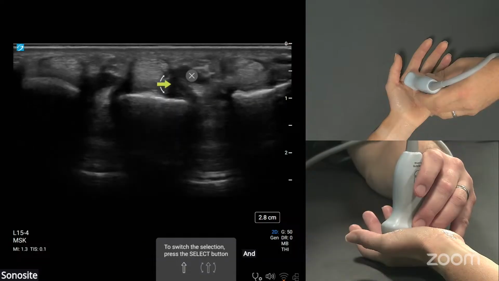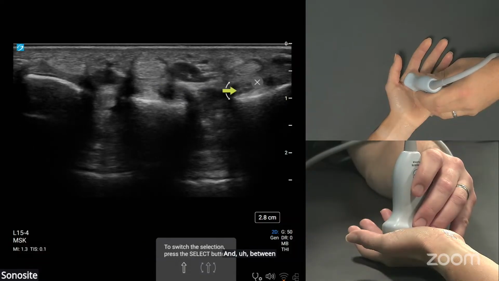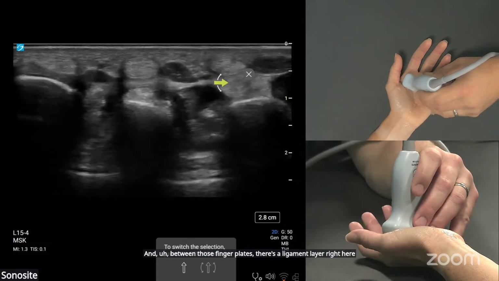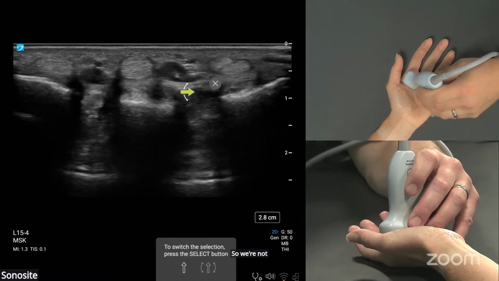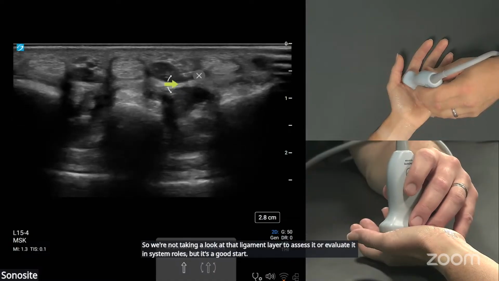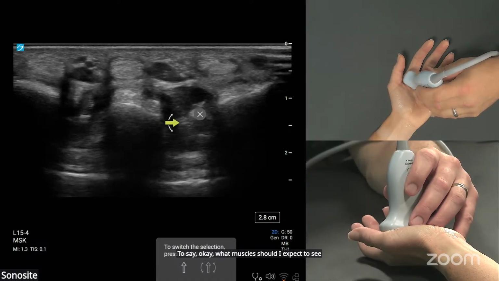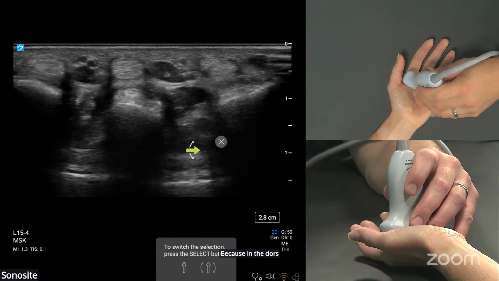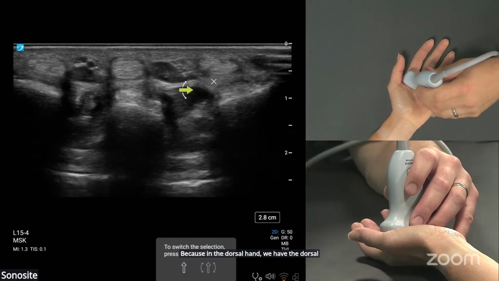And between those palmar plates is a ligament layer right here. It's a great landmark. So we're not taking a look at that ligament layer to assess it or evaluate it necessarily, but it's a good start to say, okay, what muscles should I expect to see where? Because in the dorsal hand, we have the dorsal interosseous and we have the palmar interosseous.